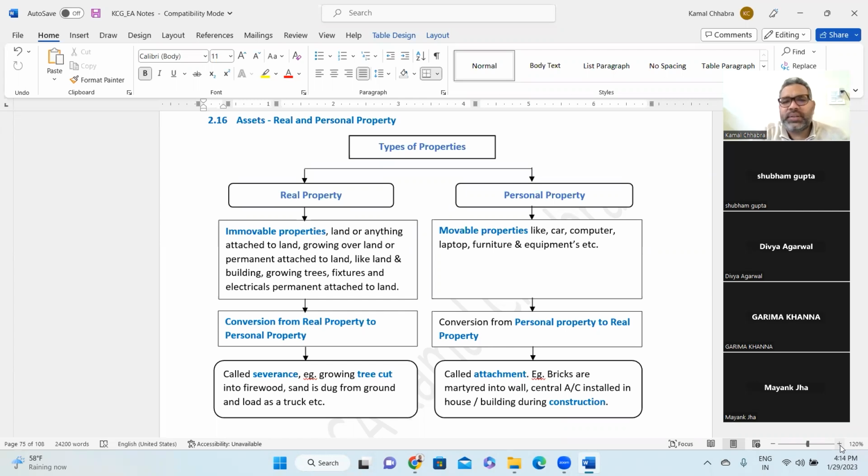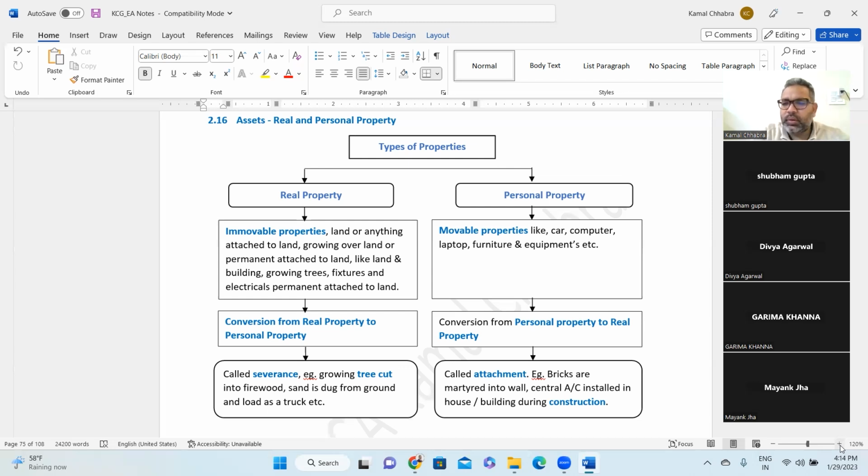No, fixed assets cover both real property and personal property. Land and building is also fixed assets. Your car is also fixed assets. Your computer is also fixed assets. Right? So what is personal property? Which is movable, like we can take it from one place to another.